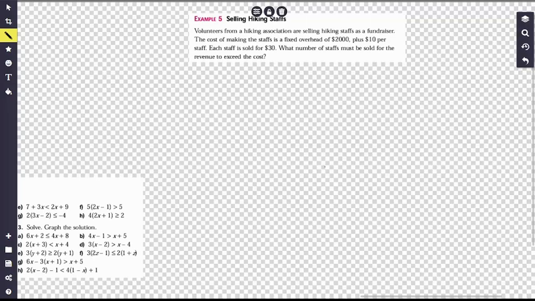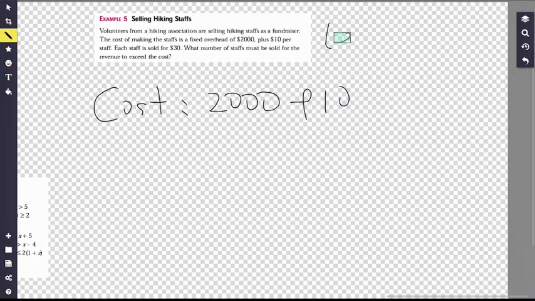Okay, we are gonna build an equation. So let's do the cost. What is the cost? The cost is gonna be always $2,000. This is always gonna be holding true. Plus 10, and then you have to write a let statement, guys. Let the number of staff be x or something. Let's just write that. Let the number of staff be x, and then plus 10x. So basically $10 per staff, and then the revenue is gonna be 30x.